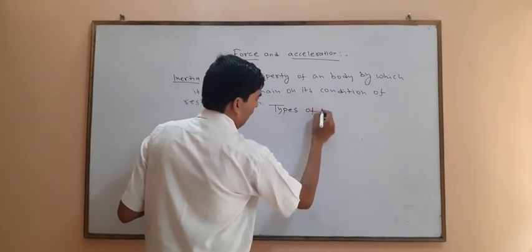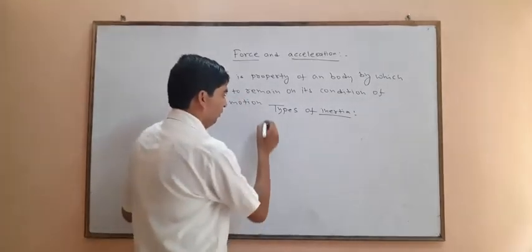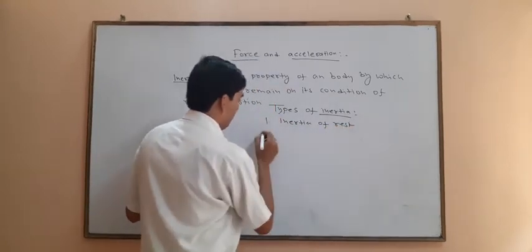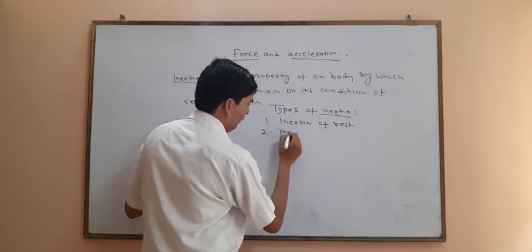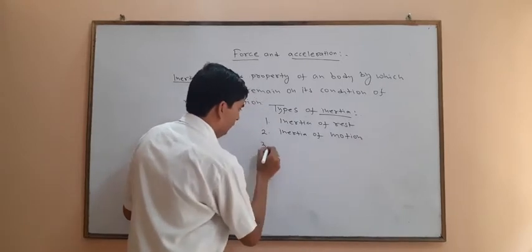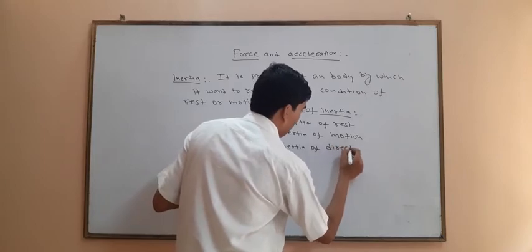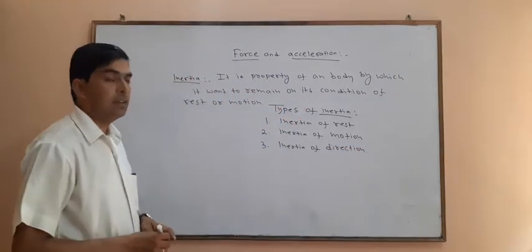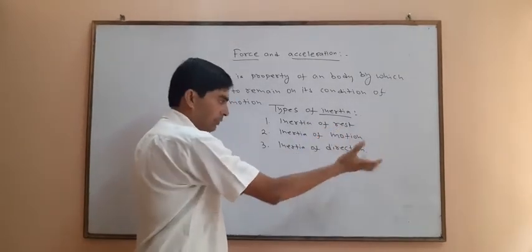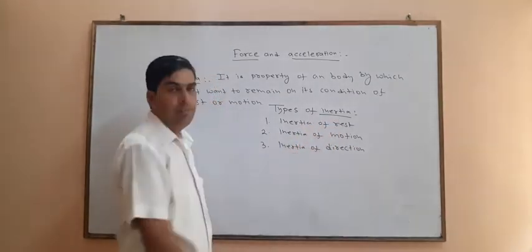Now we'll move to the types of inertia. Basically, we have three types of inertia. First is inertia of rest, second, inertia of motion, and third, inertia of direction. We have already discussed inertia of rest and inertia of motion. A mountain, a tree, a board kept on any surface wants to remain in the condition of rest, and stays at rest due to inertia of rest.